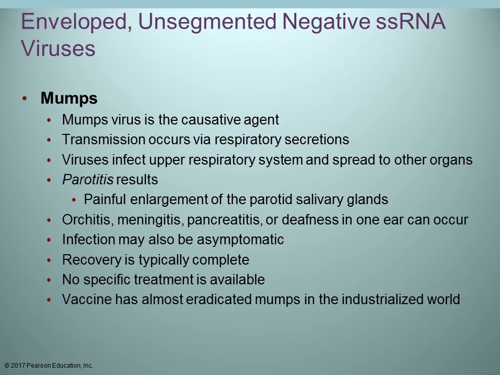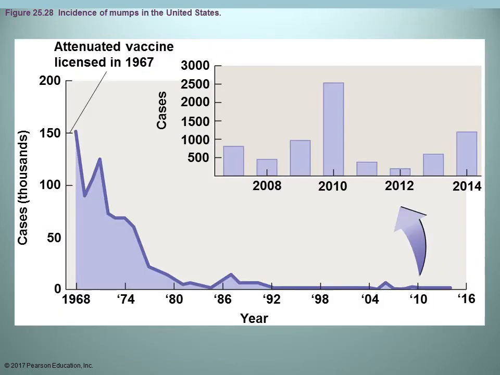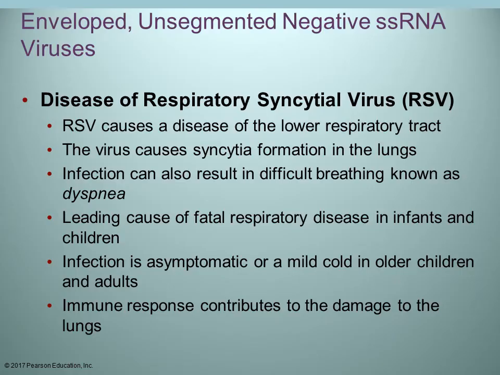Recovery is usually complete. There's no specific treatment. Just once again, treat the symptoms. Try to keep the person as comfortable as possible. The mumps is the other part of the M in the measles, mumps, rubella vaccine. So the vaccine has been very effective once again in decreasing the number of cases. As you can see here in this picture with the swollen cheeks, some people used to refer to it as having chipmunk cheeks because you get the swelling of that parotid salivary gland. And once again, with the advent of that vaccine, the number of cases have come down dramatically.